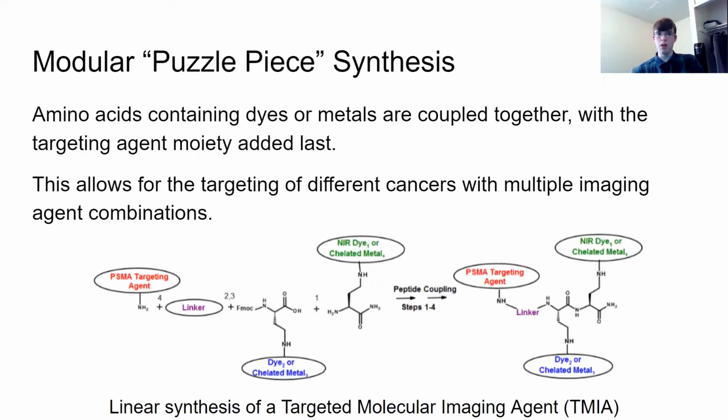This project will involve a modular puzzle piece-based synthesis to construct our molecules. Amino acids containing dyes and metals are coupled together with the targeting moiety added last. This allows for the targeting of different cancers with multiple different imaging agent combinations. And the diagram below shows a linear synthesis of a targeted molecular imaging agent, or TMIA for short.